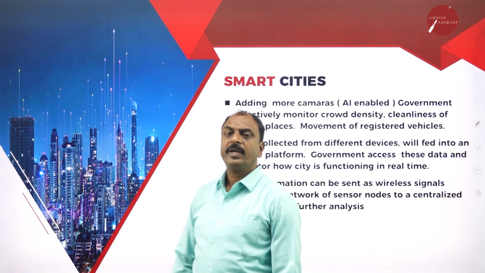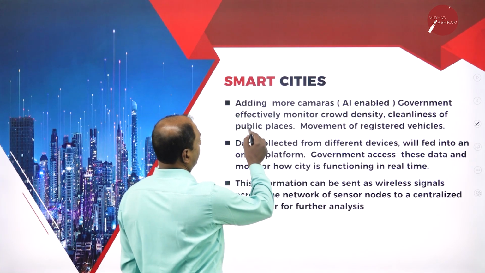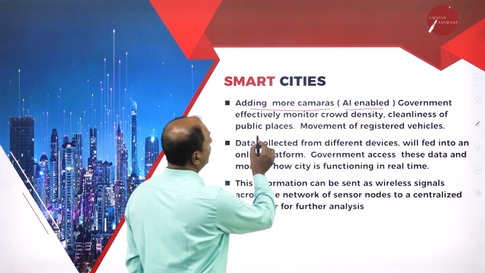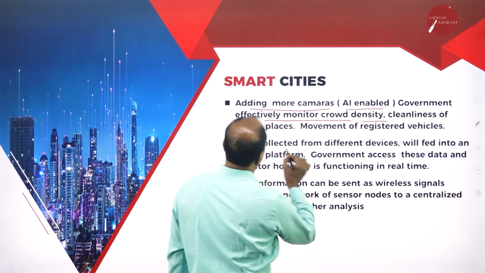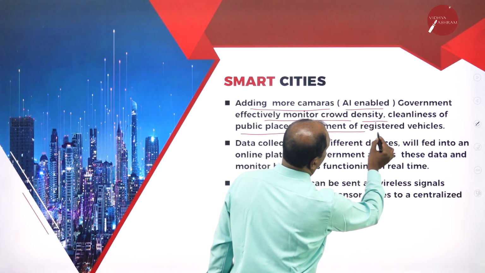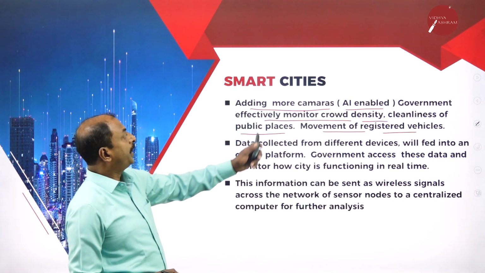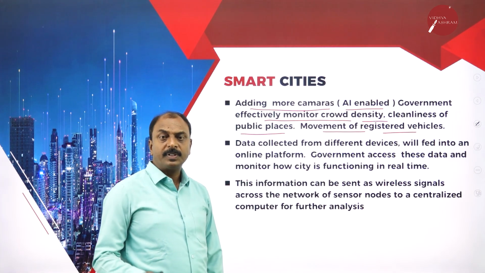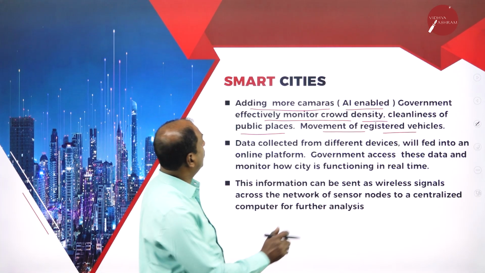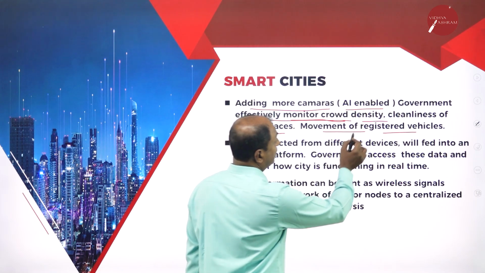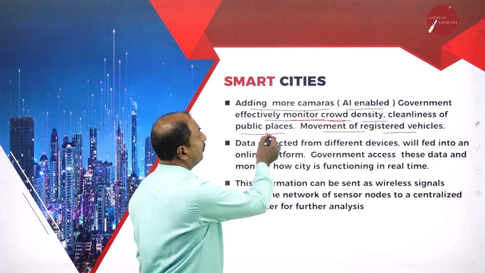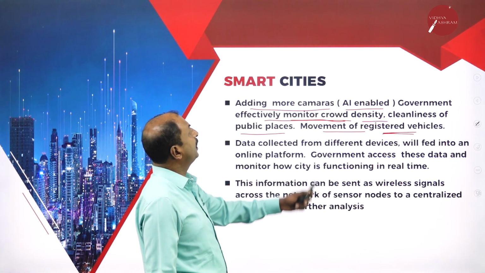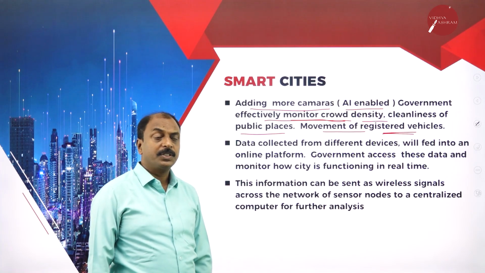Now, adding more, how can we achieve this? Here, this can be done by adding more cameras. They are AI enabled cameras. So the government can effectively monitor the crowd density, cleanliness of the public places, movement of registered vehicles, and so on. So by installing AI-enabled cameras at different locations of the city, it is possible for the concerned department to monitor the density of the crowd, cleanliness of the city or public places, and movement of registered vehicles. See, these are all possible by installing different types of cameras at different locations of the city.